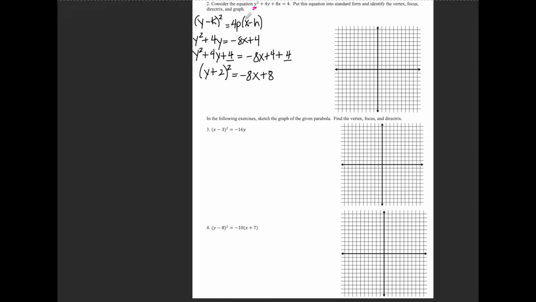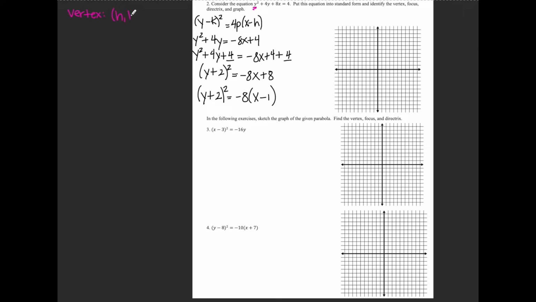I'm close to this form now. My left side matches up. But for the right side, I need to pull out this GCF of 8 so that I have y plus 2 squared equals negative 8 times x minus 1. Now my forms match up. From here, I can use the formulas we had on that first page to figure out my vertex, my focus, and the directrix. So I'm going to start with the vertex.